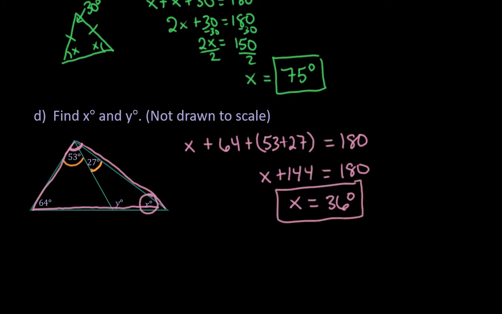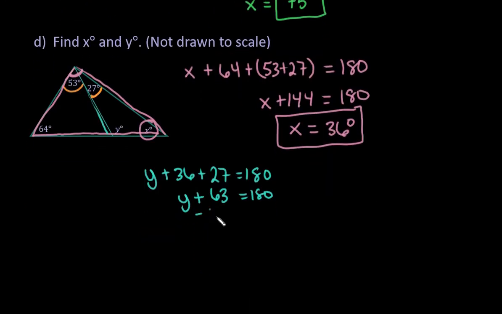And then if I simplify, I can see that x is equal to 36 degrees. Okay, so that is our x, and now we also need to find y. So to find y, I'm going to use this little triangle here, and I'm going to say that y plus 36 plus 27 is equal to 180. So if I simplify, I get y plus 63 equals 180, and then if I subtract the 63 from both sides, I end up with y is 117 degrees.